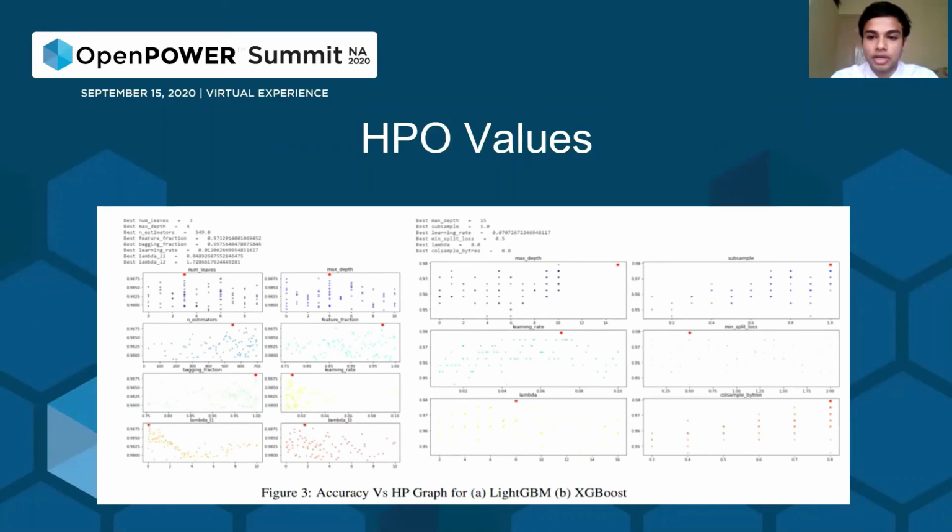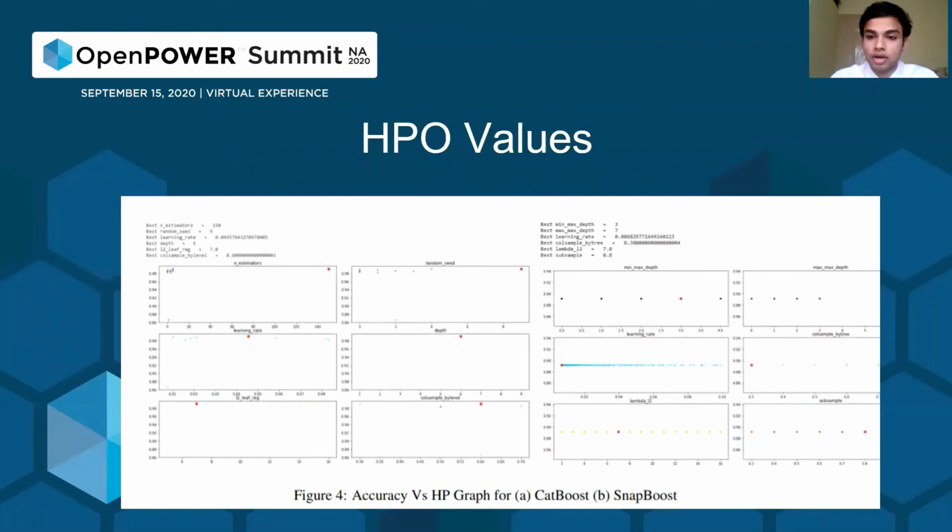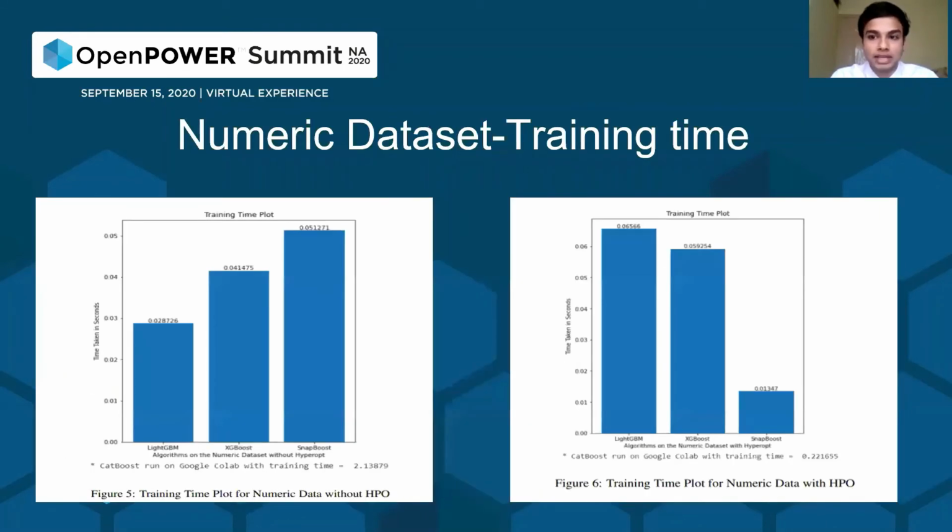As shown, the tuning process was carried out for several HPs for all 4 algorithms individually. The optimal combination of HPs is auto-selected by HyperOpt, and we have highlighted them in red color. On the top left, the selected value of the hyperparameter is also printed for convenience. Now, for the training time plots, LightGBM is the fastest without HPO, and SnapBoost is the fastest in the latter.